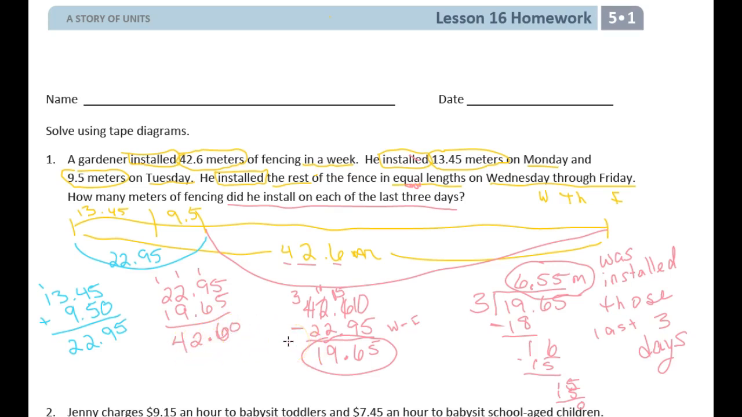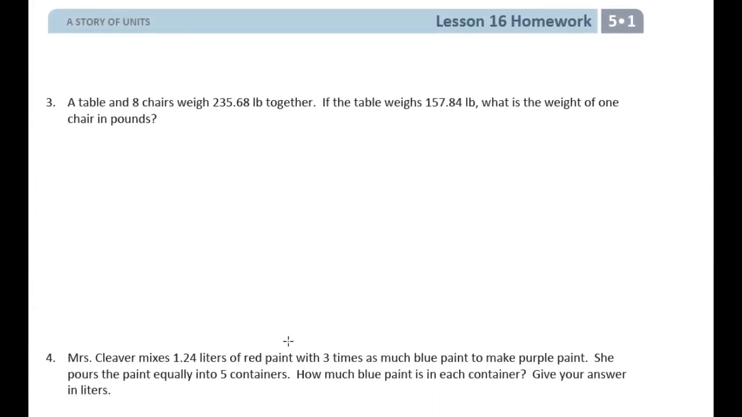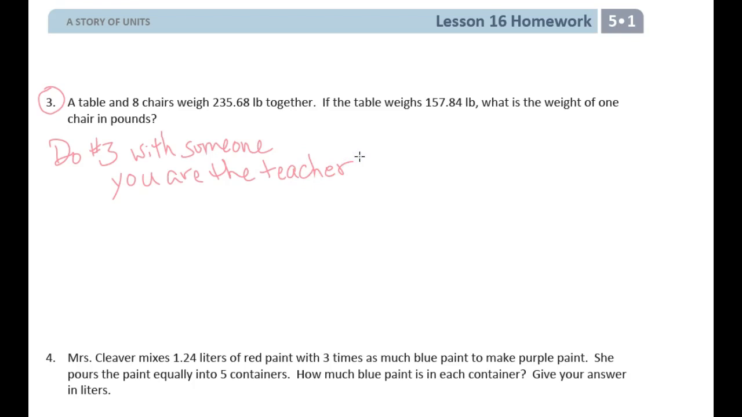So here's what I would like you to do for your homework tonight. I would like you to try this one, but I don't want you to do it out loud. So do number 3. I'm going to circle it with someone. And you are the teacher. So you're going to borrow my shoes for a little bit. You're going to wear the teacher shoes.